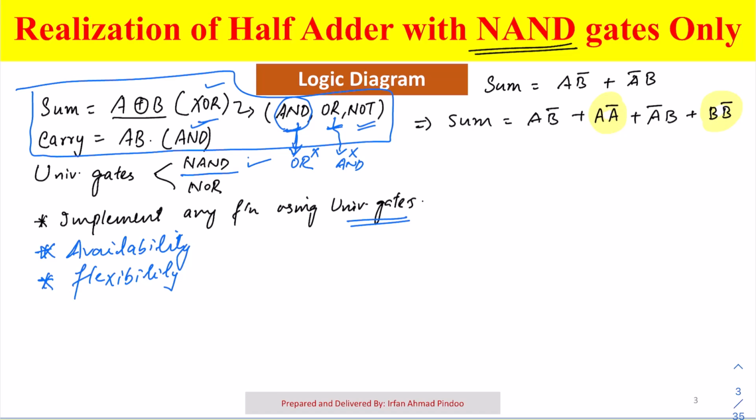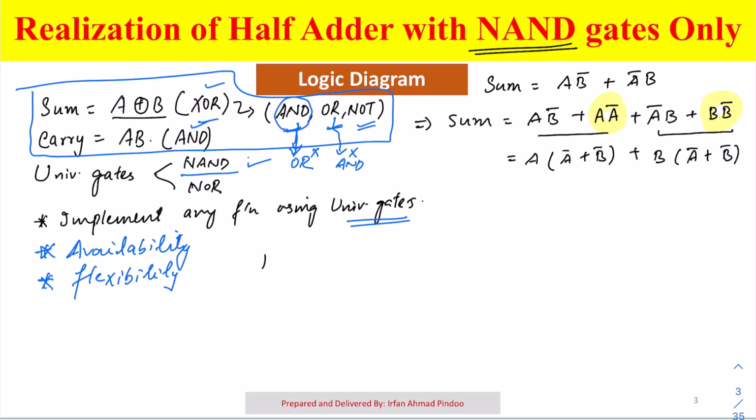So that's why it will not affect our equation. It's like you are doing x plus 0, that is again x. Now if we look at these two terms, we can take A common out of it. So it will be A bar plus B bar. Similarly, out of these two we can take B common, so it will be again A bar plus B bar.